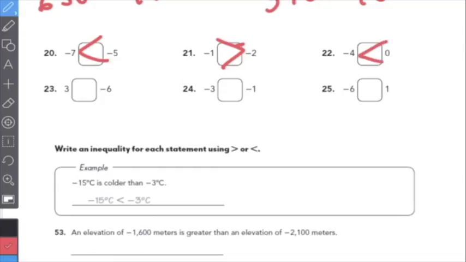Then we have 3 and negative 6. Whenever you have a negative and a positive, the positive is going to be bigger. So we have negative 3 and negative 1. Negative 1 is bigger because that's closer to 0. Then we have negative 6 and 1. 1 is a positive, so 1 is going to be bigger.